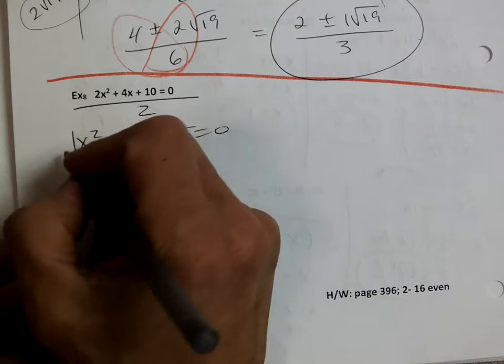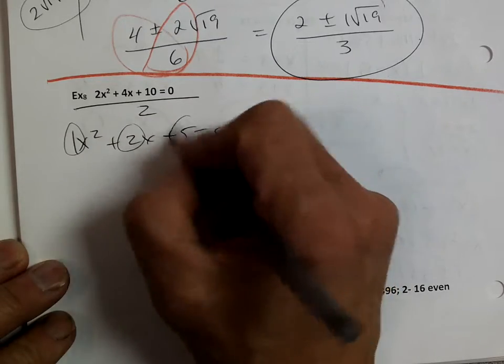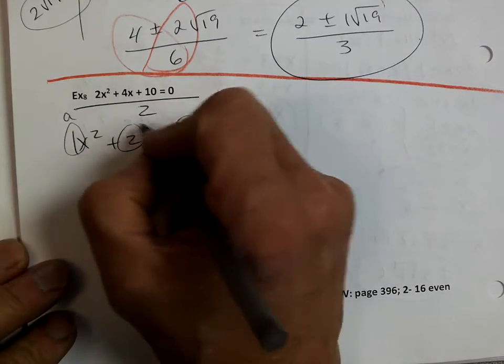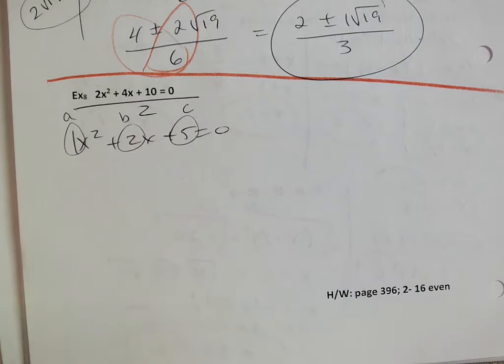So I know that a is 1, b is 2, and c is 5. There's my a, my b, and my c. And I'm going to say this again, I said it yesterday: this formula is for plugging in numbers, not x's. Don't put x's. A, b, and c are numbers. Don't put any x's.